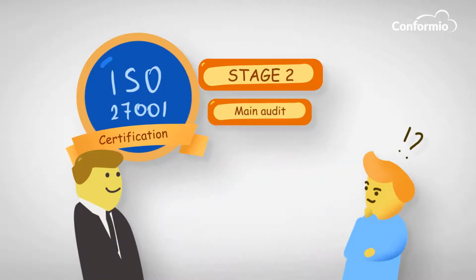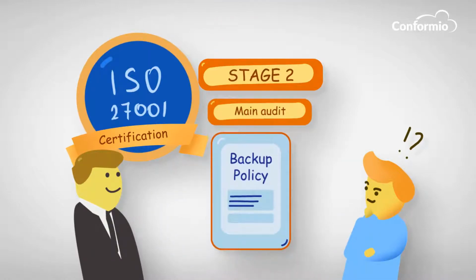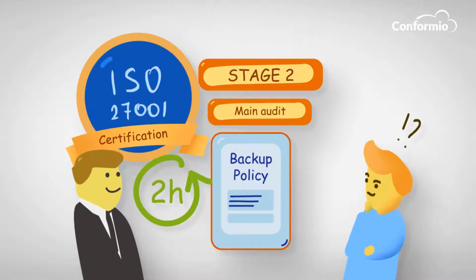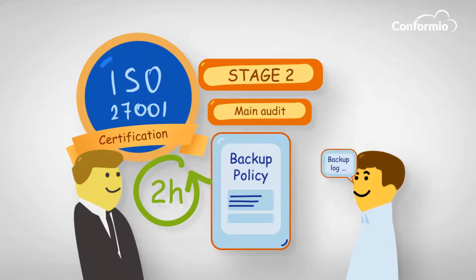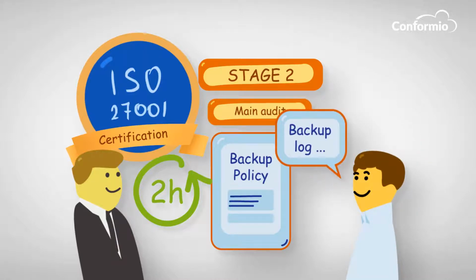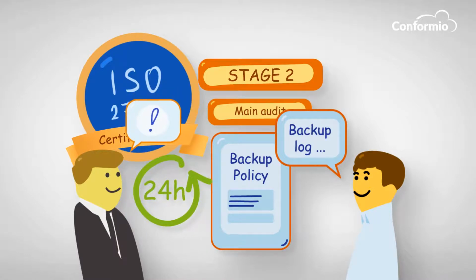Let's say that you have written a backup policy. Of course, the auditor will know about this policy because he or she has read it during the Stage 1 audit. And let's say in this policy you have written that the backup needs to be performed every 2 hours for a particular system. The auditor will go to the system administrator and ask him to show the backup log for this system. If the log shows that the backup was done every 24 hours, then the auditor will raise this as a nonconformity because you are not complying with your own document.